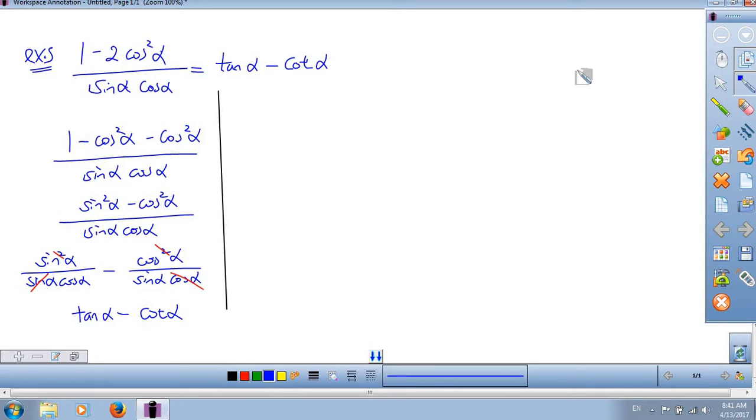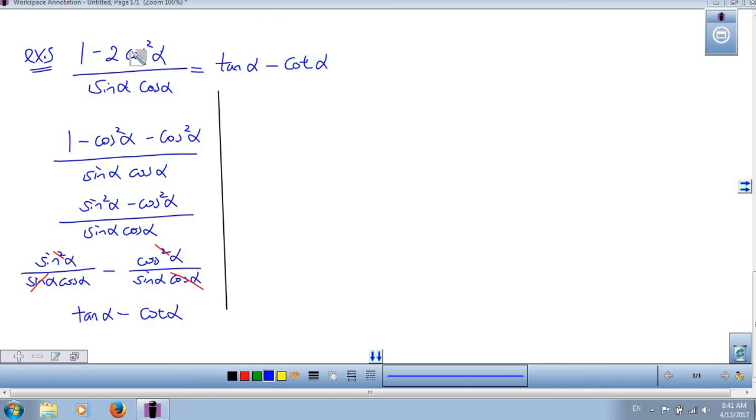So in calculus, one application is that when we want to integrate this expression, it is very difficult to integrate, or to take the derivative of. But if you transform it to tangent alpha minus cotangent alpha, it is much easier. It's so simple to integrate. This is very easy to do. So that's one reason that we have to do transformations.